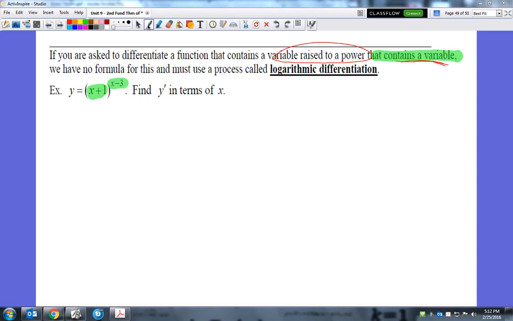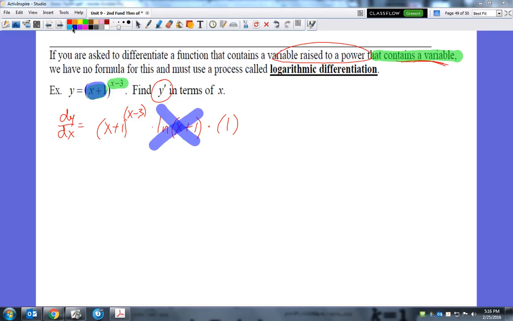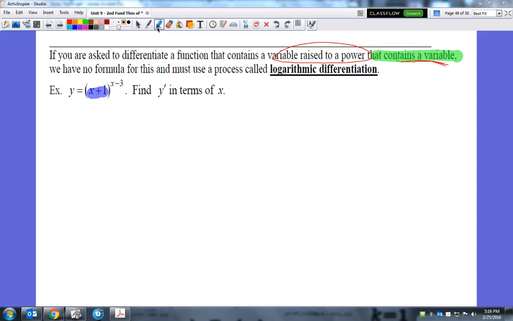Let's go ahead and do that right now, finding y prime in terms of x. If I were to derive it right now, I'd have dy/dx equal to, what you would think to do, the carbon copy times the natural log of the base times the derivative of the power, which is just 1. The reason you cannot do that is because this base is not a number all by itself. It's not a constant. This base has a variable in it. So I can't use the exponential rule, the carbon copy times the natural log of the base times the derivative of the power, because this is not just a number.